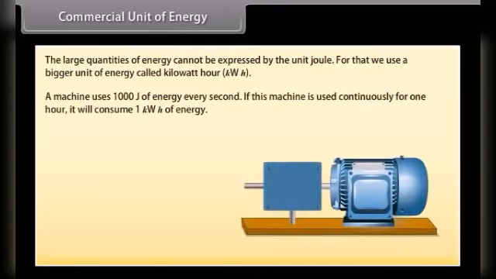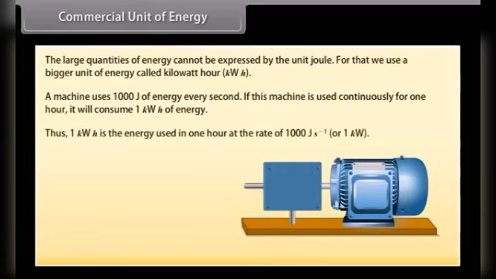Commercial unit of energy. We know the unit of energy is joule, but the large quantities of energy cannot be expressed by the unit joule. For that we use a bigger unit of energy called kilowatt hour. Let us take an example of a machine that uses 1000 joule of energy every second. If this machine is used continuously for 1 hour, it will consume 1 kilowatt hour of energy. Thus, 1 kilowatt hour is the energy used in 1 hour at the rate of 1000 joule per second, or 1 kilowatt.